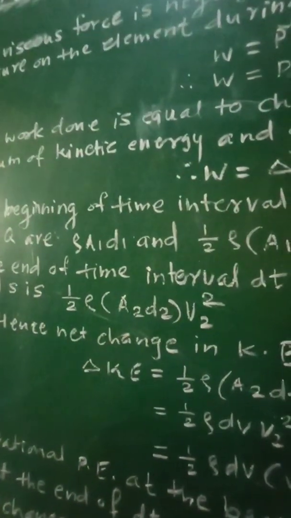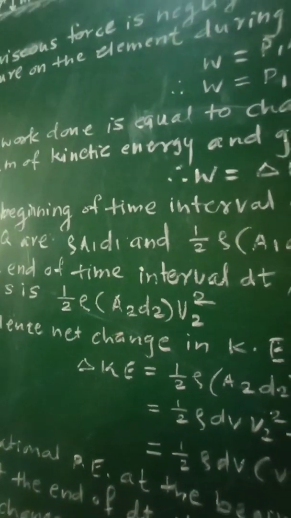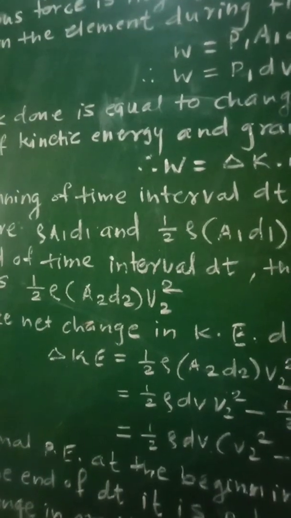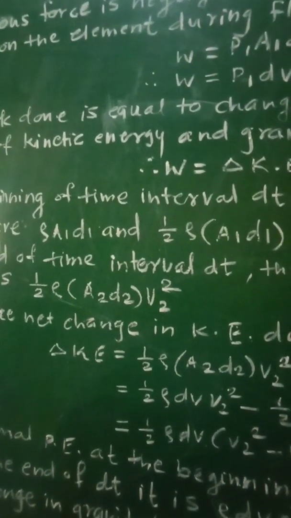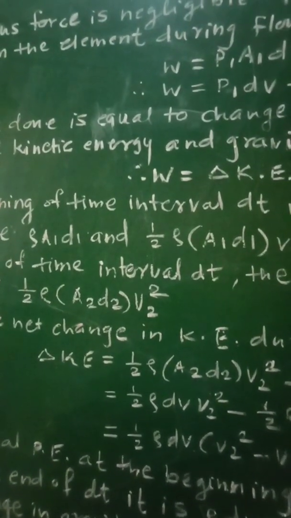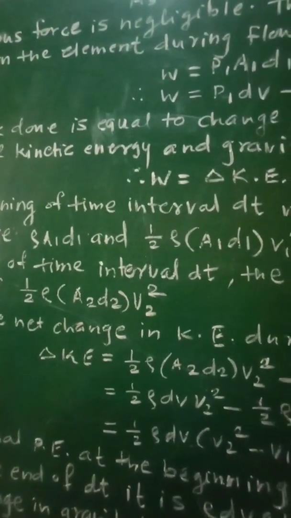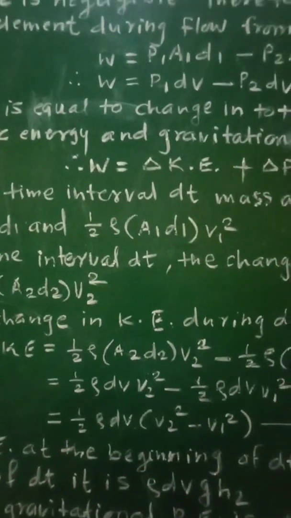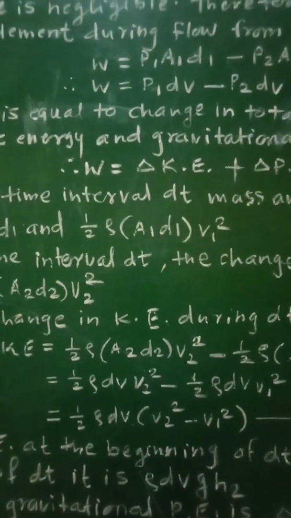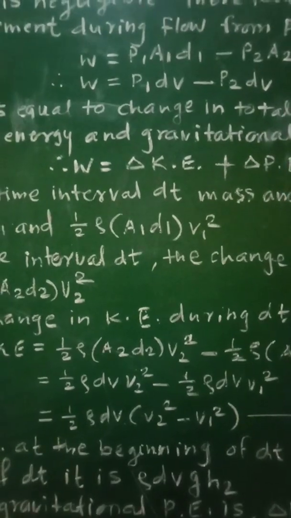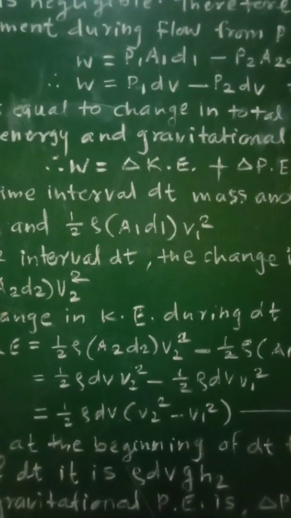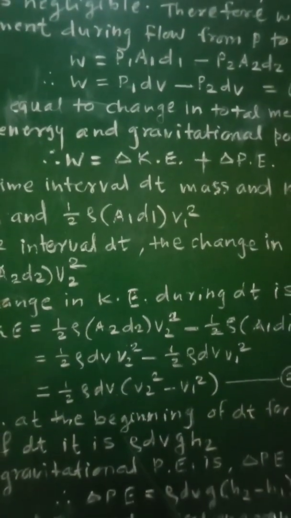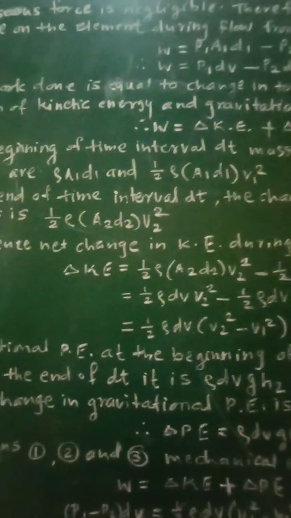Now in this case, mass is rho A1 D1, where rho is the density of that fluid and A1 D1 represents volume. Therefore density into volume gives us mass. Similarly, for kinetic energy, the expression is half mv square, and therefore half rho into A1 D1. So rho into A1 D1 is the mass, into velocity square, that is V1 square.